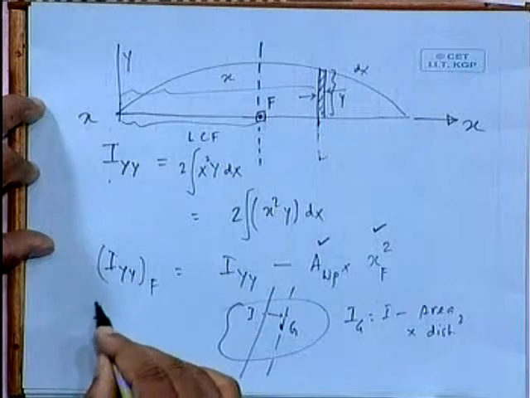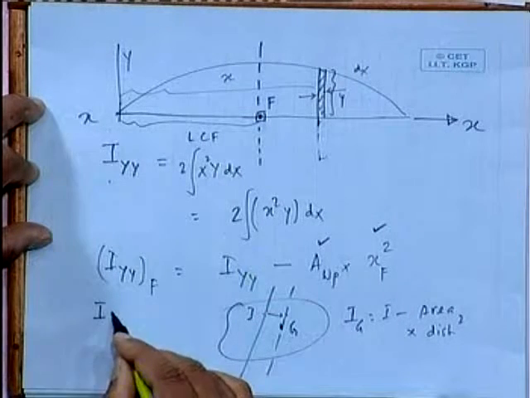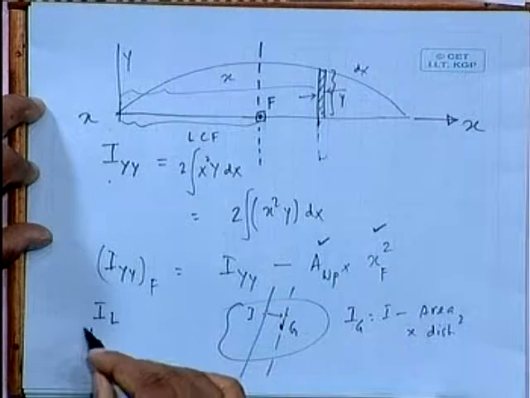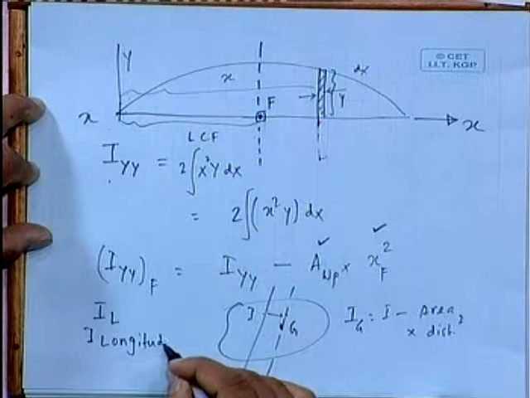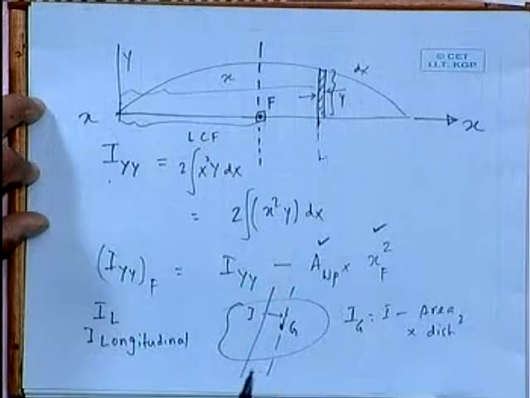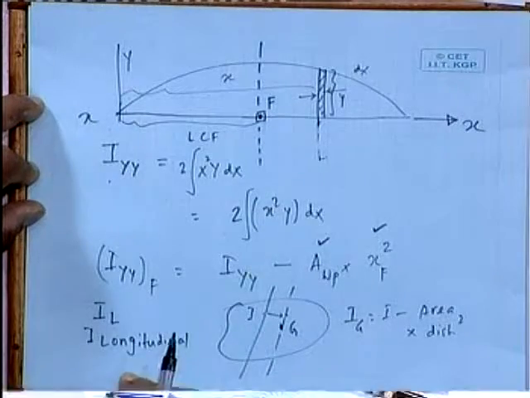Again, some people call it IL or I longitudinal, which is again a misnomer. You see, people call it like this. I will tell you why it is called that in a minute when we talk about the terms that come in.